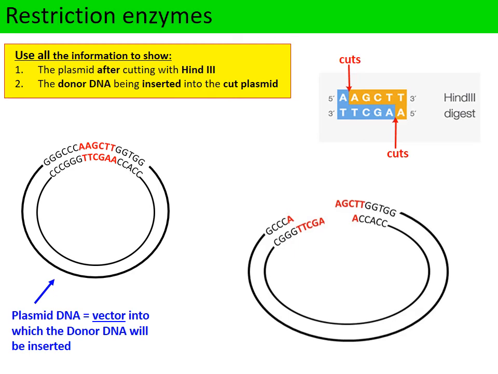Now, if we cut the plasmid, so we've got an example of a plasmid here, with the same enzyme, HindIII again. We know this enzyme is going to recognize the same sequence as we had before, AAGCTT. So we can actually draw the enzyme on here. And again, it recognizes the same sequence in the opposite direction on the other strand because DNA is anti-parallel. We know it's going to cut between the two A's because we can use what we're given up here. There you go.